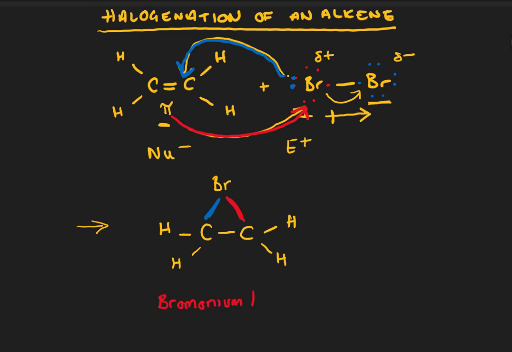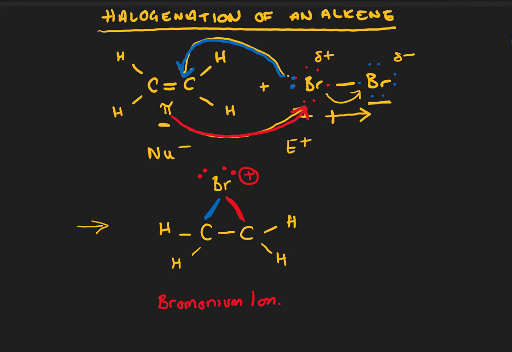Bromonium ion, okay? And when we have an ion, there has to be a charge somewhere, okay? So we have electrons here. This bromine now has a positive charge, a formal positive charge, okay? It does not want that formal positive charge. When you think of halogens, they are extremely electronegative. They want to attract electrons, okay? So having that positive charge is not an ideal state for it.